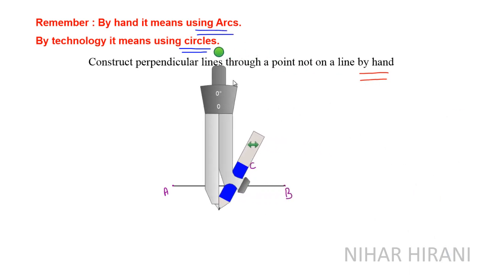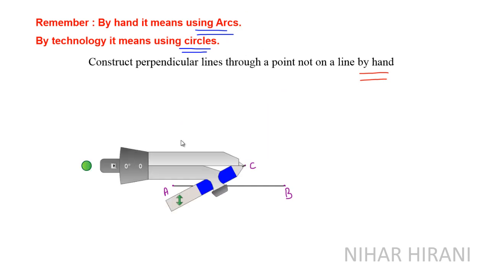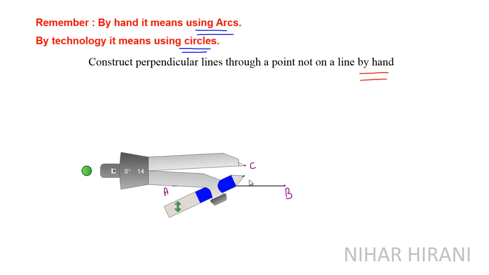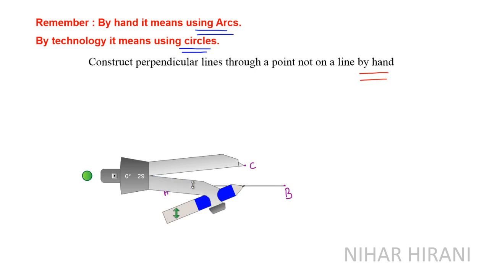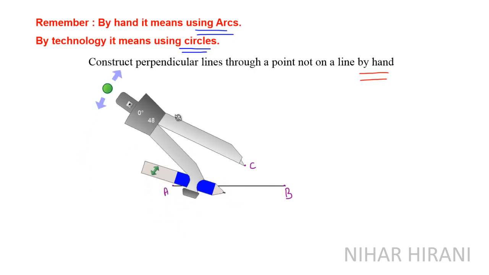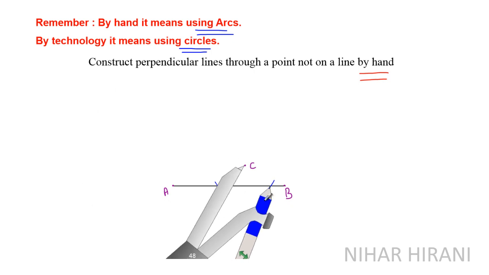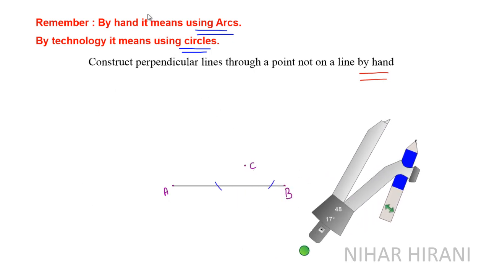You need to take your compass and put it over here, and then you need to open it a little more than the distance between the line and point C. So this is the distance between the line and point C, and you need to open a little more than that. And then you will be making arcs which intersect line AB. Let's name them D and E. So here D, here E.